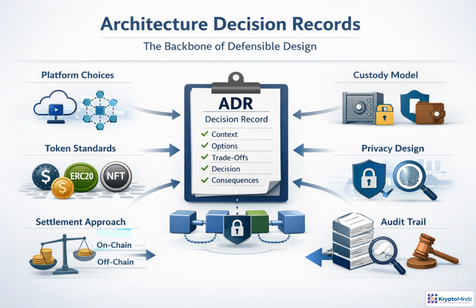Think of an architecture decision record as a flight recorder for system design. It captures not only what the team chose, but why that choice was made. In blockchain work, that matters because decisions about chains, token standards, custody, privacy, and settlement carry real risk. A useful ADR records the context, options considered, trade-offs, decision, and consequences. Later, teams can defend the design without reopening the same debate from the beginning.